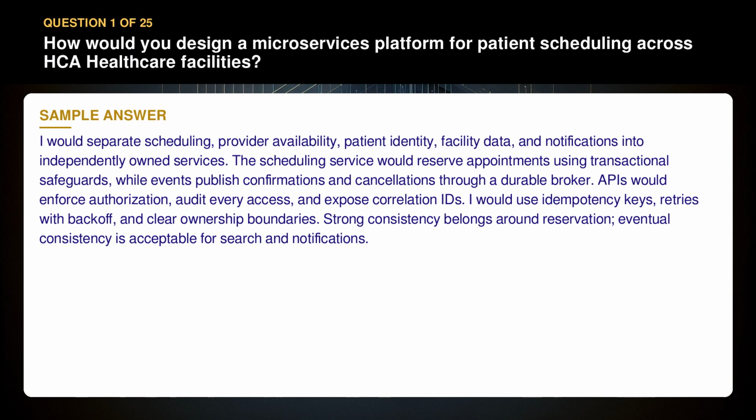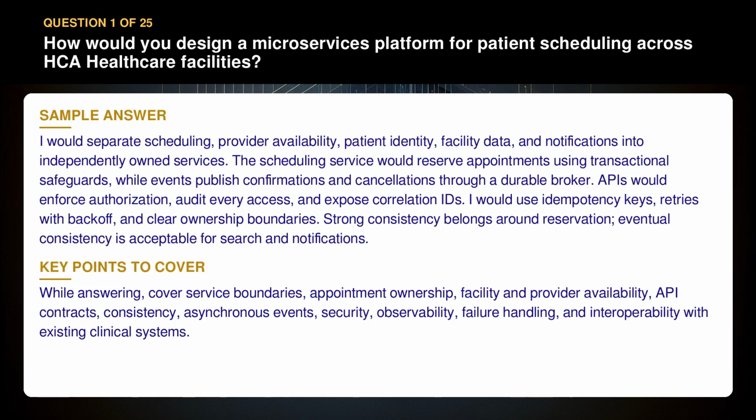I would use idempotency keys, retries with backoff, and clear ownership boundaries. Strong consistency belongs around reservation. Eventual consistency is acceptable for search and notifications. While answering, cover service boundaries, appointment ownership, facility and provider availability, API contracts, consistency, asynchronous events, security, observability, failure handling, and interoperability with existing clinical systems.